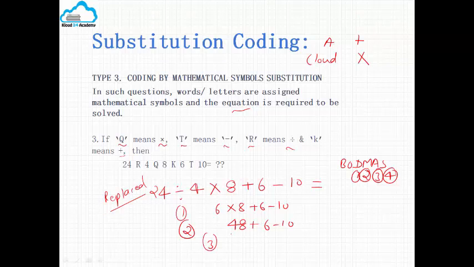In third step we add. So 48 plus 6 is 54, minus 10. In fourth step I get the answer 44. So 44 is the answer. Very simple question.